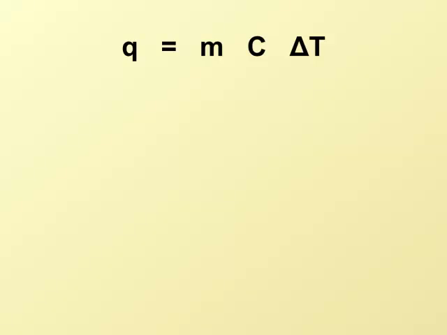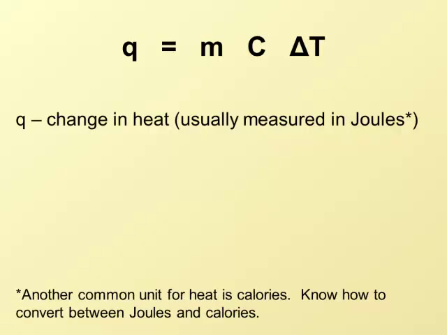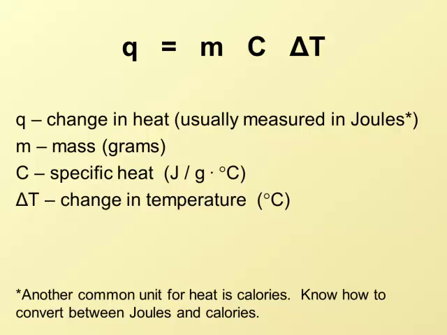The equation to use when added heat causes a change in temperature is Q equals mc delta T. Q stands for change in heat. This is usually measured in joules, but the calorie is another common unit for heat. M is mass, C is specific heat, and delta T is change in temperature. Change in temperature always means final temperature minus initial temperature of the object.